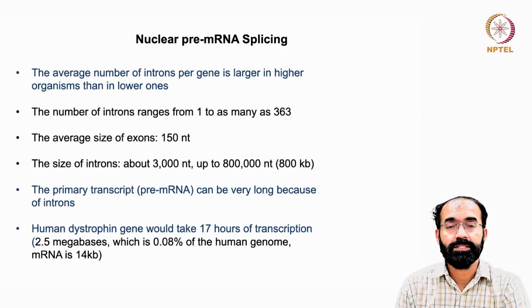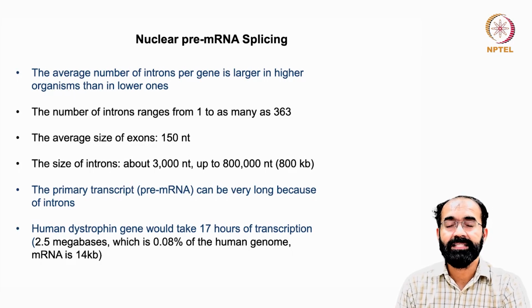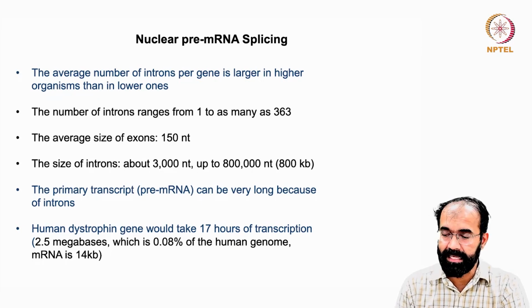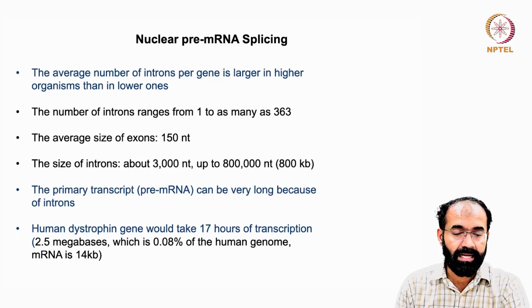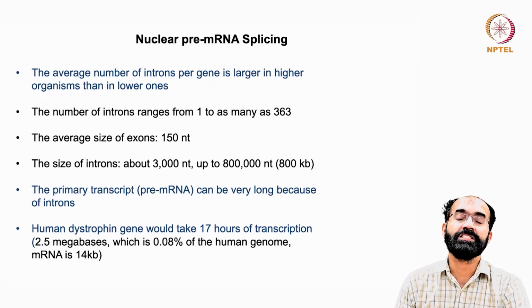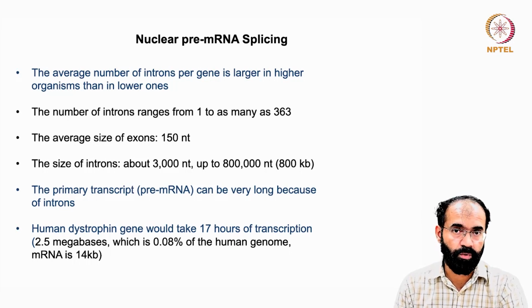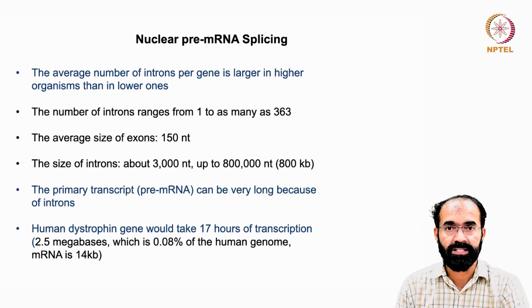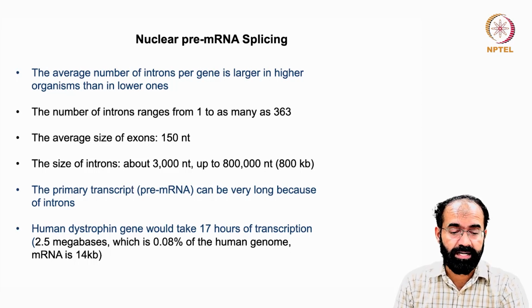So the primary transcript, that is the pre-mRNA, can be very long because of the introns, and this takes longer because transcription takes longer and longer and longer. Sometimes it can even take hours for the transcription. Take the human dystrophin gene. Duchenne muscular dystrophy is caused in human males mainly because of a defective dystrophin protein. So dystrophin is an important gene in maintaining your musculature. The human dystrophin gene would take 17 hours for transcription of 2.5 megabases.